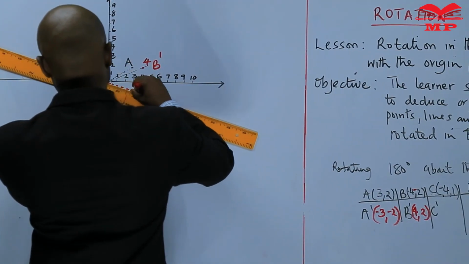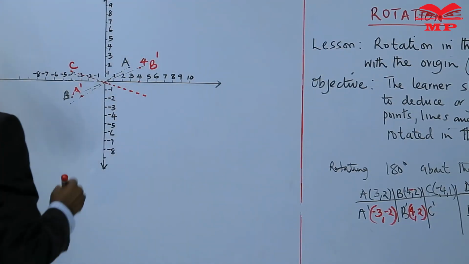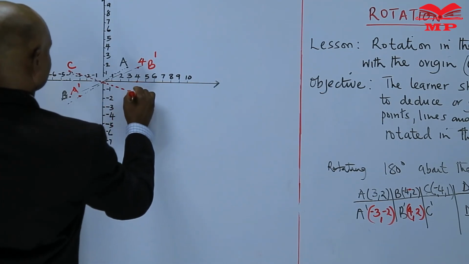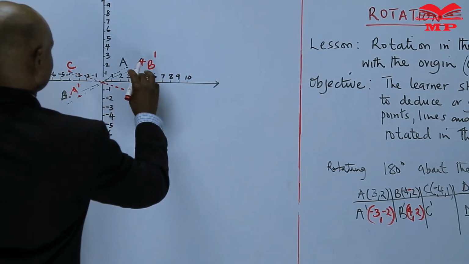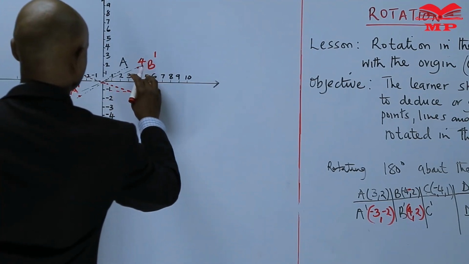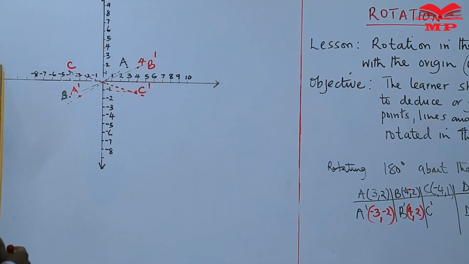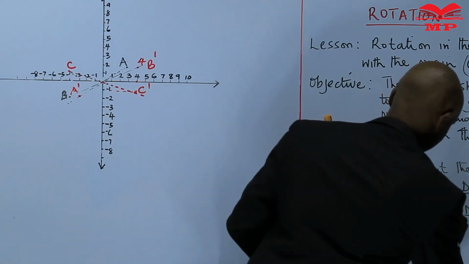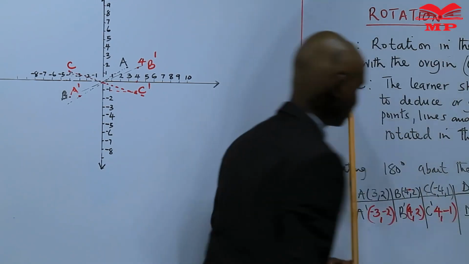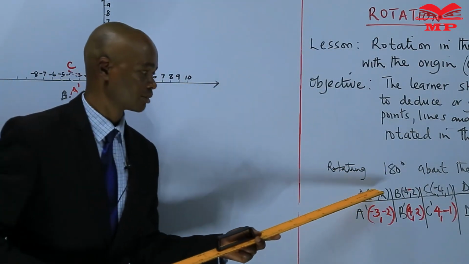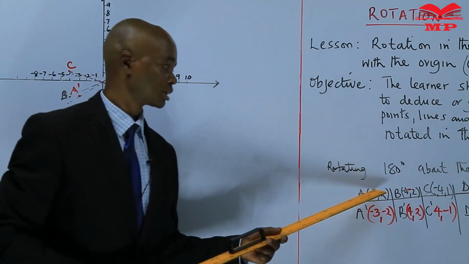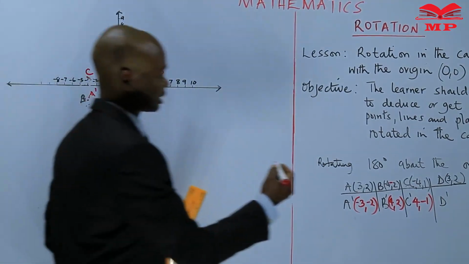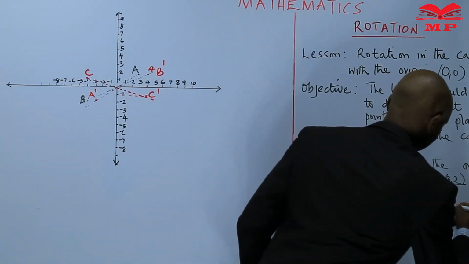A half turn, a clear half turn, we shall come and have C prime. It will be 4, -1. You realize what is now happening to the signs. The signs change. If it is positive, it is negative. So without even going far, you can confidently come and write here.